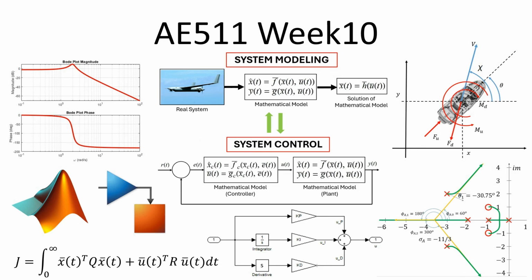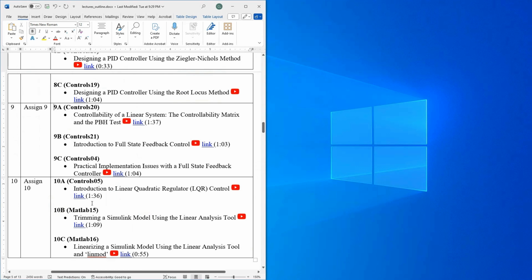So we made it. It is the last week of the quarter, so let's talk a little bit about where we're going in week 10 of our classical control theory class. Here we are. Like I said, we are now going to be investigating one of the last and probably one of the more powerful control techniques. This is known as the linear quadratic regulator, or LQR control. This is actually a type of full state feedback controller.